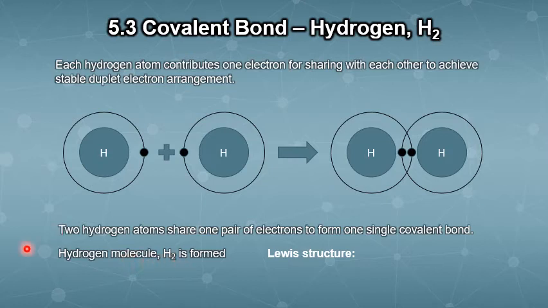So for the Lewis structure, let me draw for you. The Lewis structure is like this. So a hydrogen atom with one valence electron plus another hydrogen atom, and then it forms a hydrogen molecule. Now to see, they share a pair of electrons. Or you can write like this: one line represents a pair of electrons.